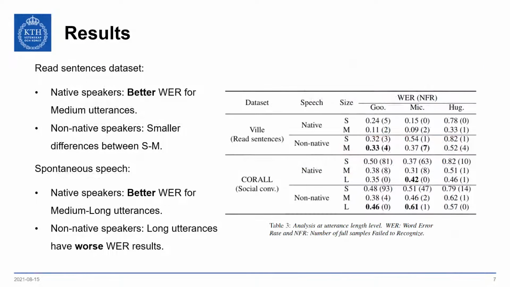Regarding the results by utterance length, we observed that for the read sentence dataset, the recognition results are indeed better for longer utterances, although this difference is smaller for non-native speakers, where 1 ASR actually presents no difference. For spontaneous speech, a similar pattern is observed for native speakers, with lower word error rate for longer utterances. However, for non-native speakers, long utterances produce worse results.